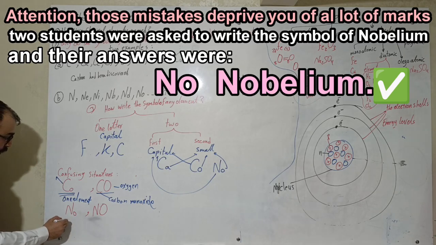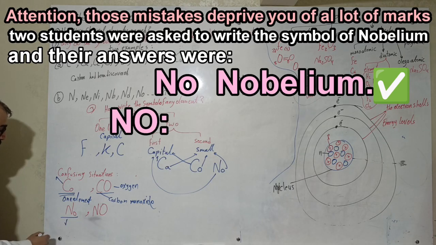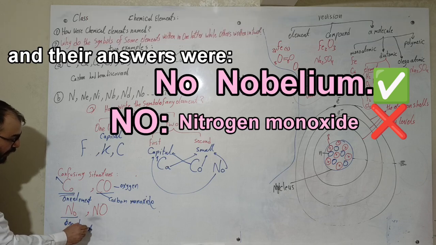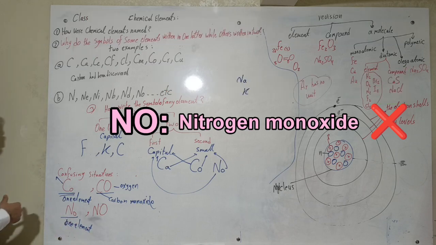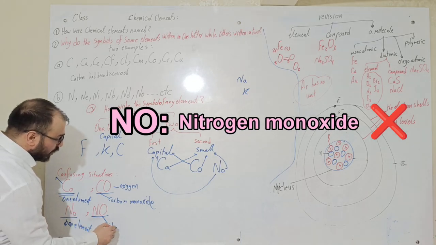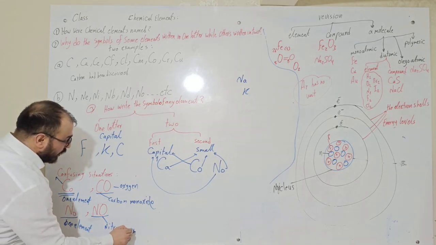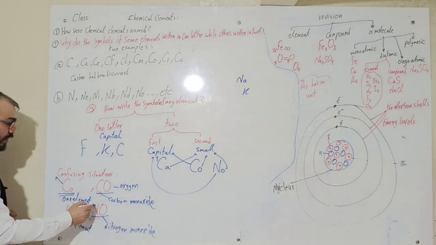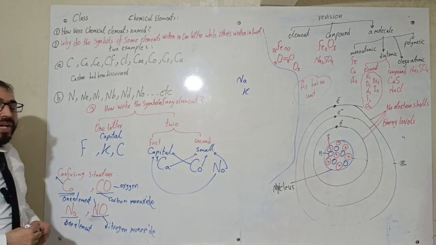The same problem applies here. We have nobelium, which is one element represented with two letters, while this one is nitrogen monoxide, because the student has written two capital letters.